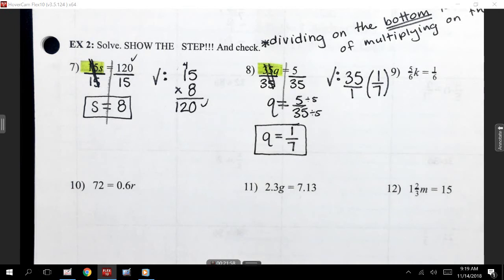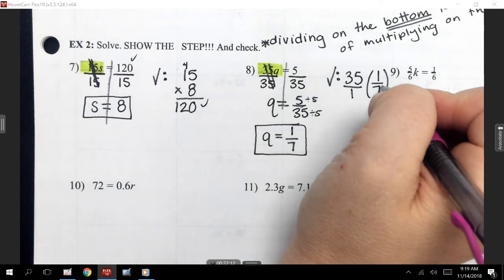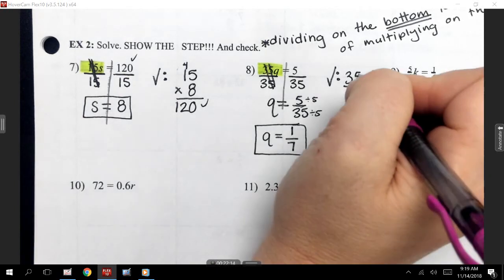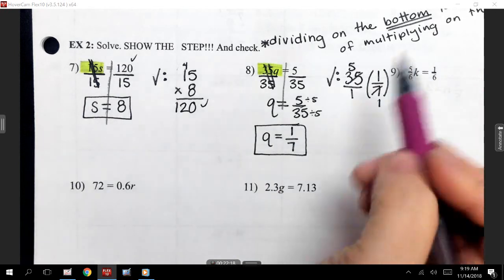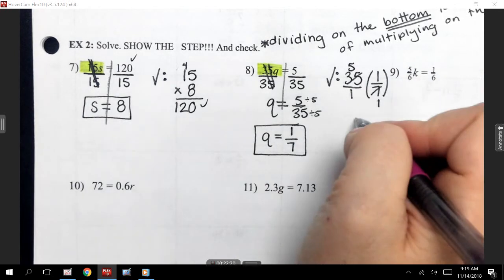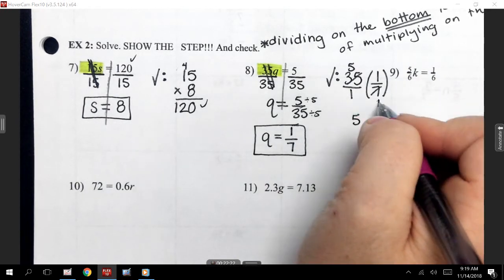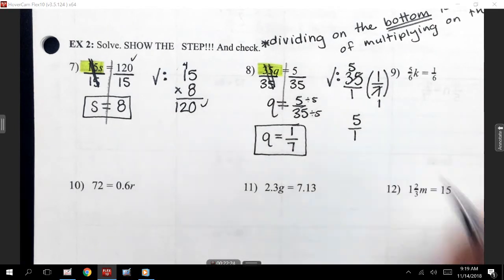Y'all see anything that will simplify? Sarah Paige? 35 and 7. Remember, for multiplication, as long as it's top and bottom, we can simplify it, right? So 7 will go into 7 how many times? Once. 7 will go into 35? 5 times. So now if I look on the top, it says 5 times 1, which is 5. And on the bottom, it says 1 times 1, which is 1.